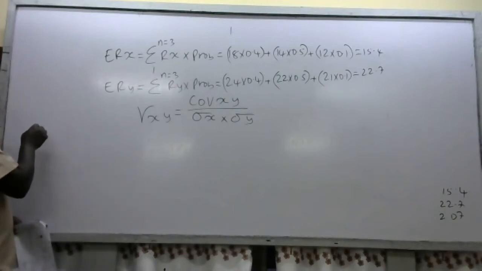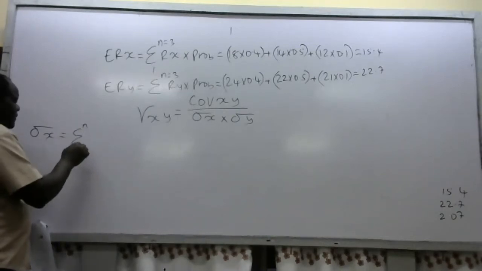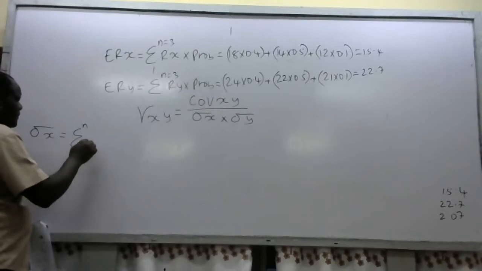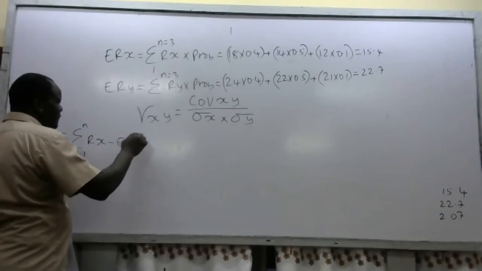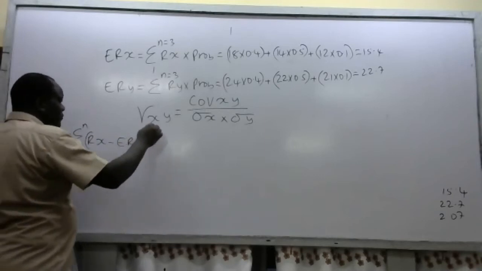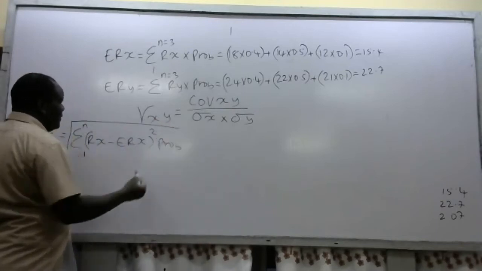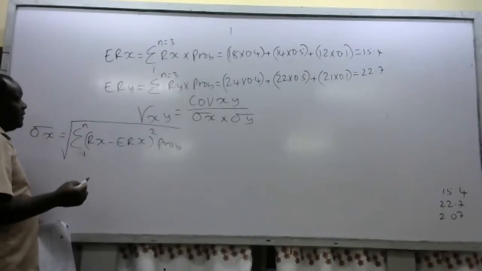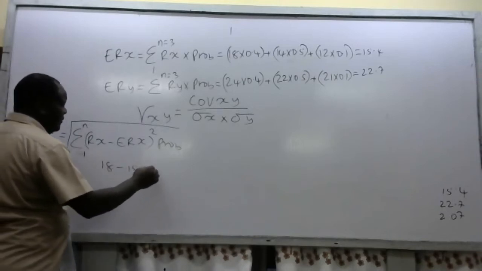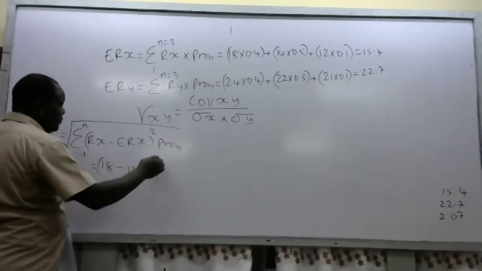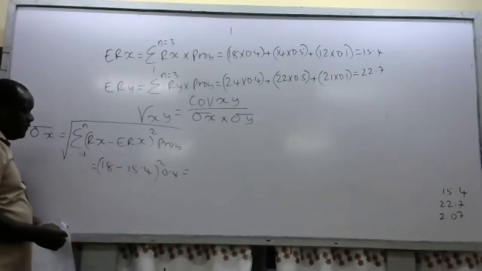So we now get the standard deviation of x. We take the summation from the first to the last: return for x minus expected return for x. The difference we normally square, and multiply by the probability. So the first return for x, we know it was 18. Expected return was 15.4, so that difference you square. The probability for the first one was 0.4. Get the value for that.